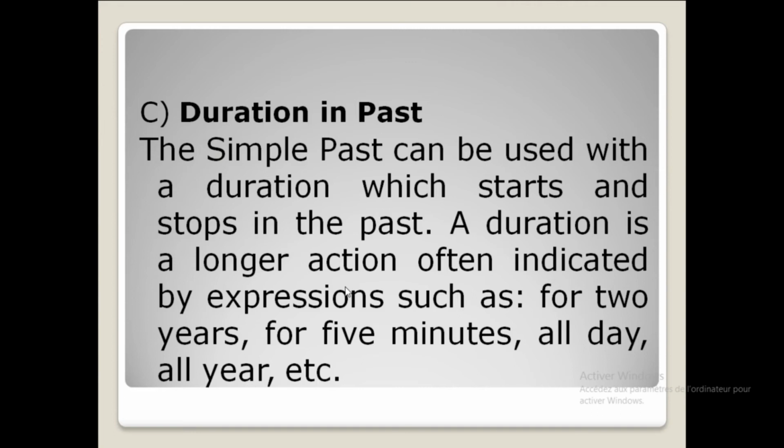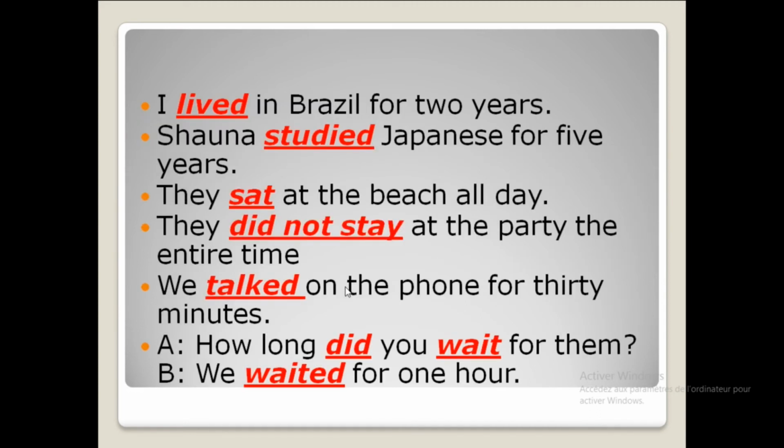C. Duration in the past. So we also use the simple past with a duration which starts and stops in the past. A duration is a longer action often indicated by expressions such as for 2 years, for 5 minutes, all day, all year, etc. Examples. I lived in Brazil for 2 years. Shuana studied Japanese for 5 years. They sat at the beach all day.